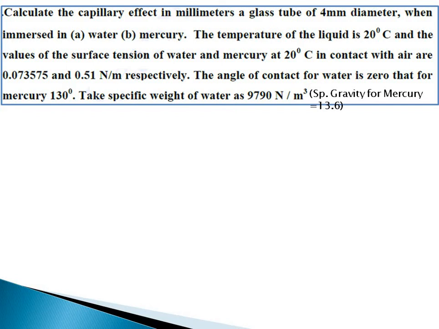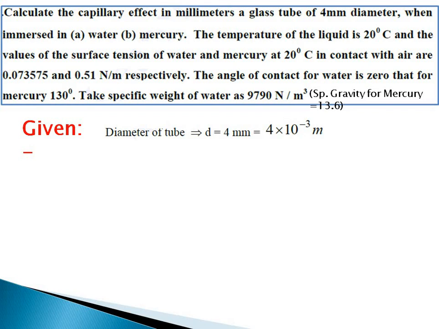Now, calculate the capillarity effect in millimeters. A glass tube of 4 mm diameter is immersed in water and mercury. The temperature of liquid is 20 degrees Celsius and the value of surface tension for water and mercury at 20 degrees Celsius in contact with air is given as 0.73575 and 0.51 Newton per meter respectively. The angle of contact for water is 0 and for mercury is 130 degree. The specific weight of water is 9790 Newton per meter cube. Now here, instead of taking specific weight of water, it has been specially given as 9790 Newton per meter cube, and specific gravity for mercury is equals to 13.6.